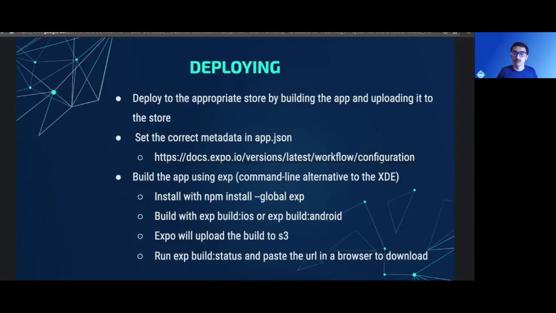Now we're going to shift gears and focus on deployment and how to handle that with your React Native application. When deploying your application, you want to make sure you deploy to the right app store, and one way to do that is by building the app and uploading it to the app store. Before you do that, you have to make sure you have the correct metadata set up in your app.json file, and you can find out what those are exactly in the Expo documentation, which is linked here. Then you go about building your app in the command line.